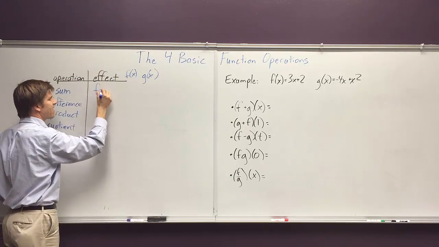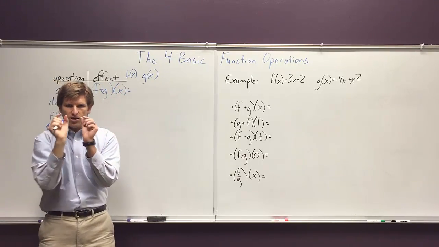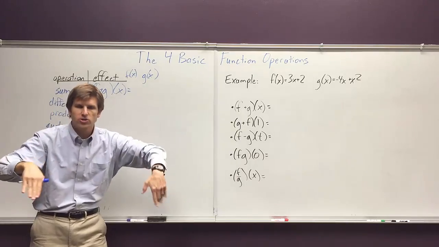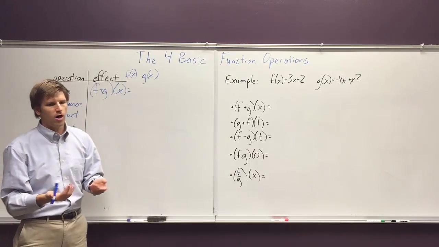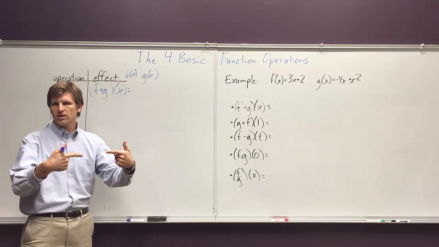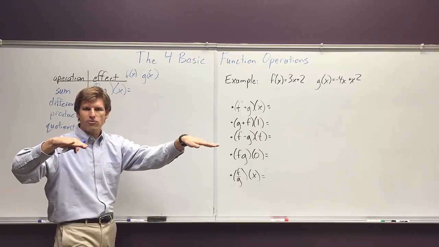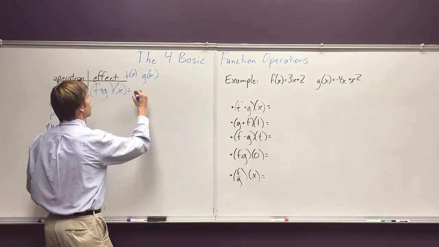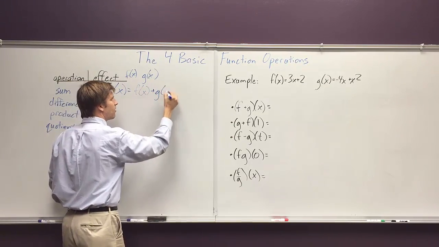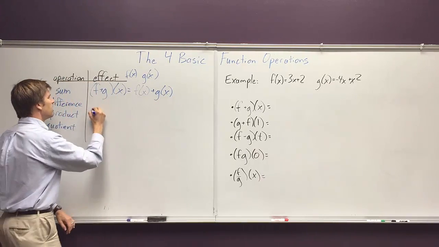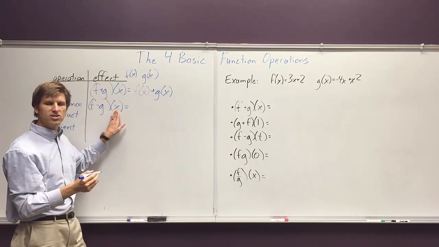What's it going to mean to have f plus g of x? Well, quite simply, you take your one input, you put it into both functions, you get two different outputs, and you put them together. It's as if you have two people working two jobs for the same amount of time. You put the time into both, you get the income out of both, you put the income together. So you get out f of x, that's the output from the first, plus the output from the second.